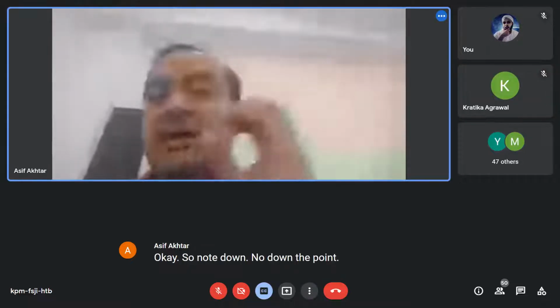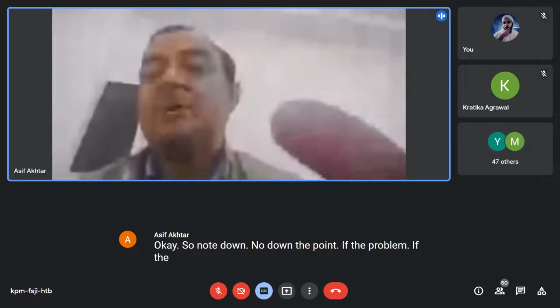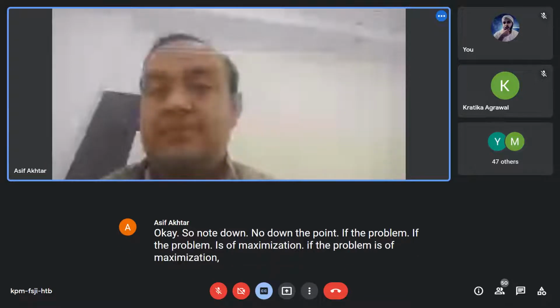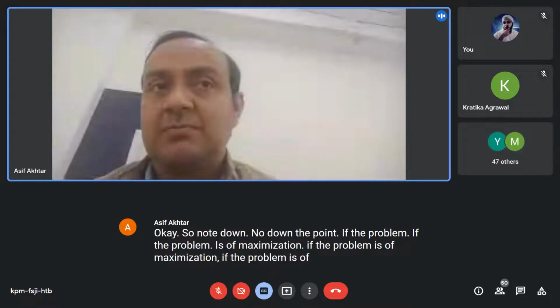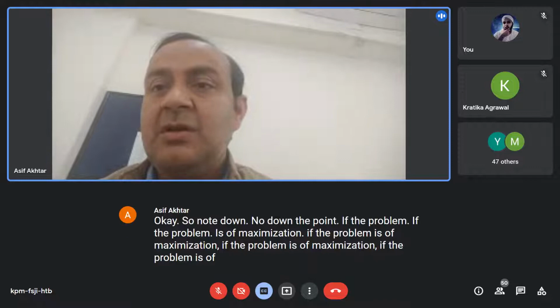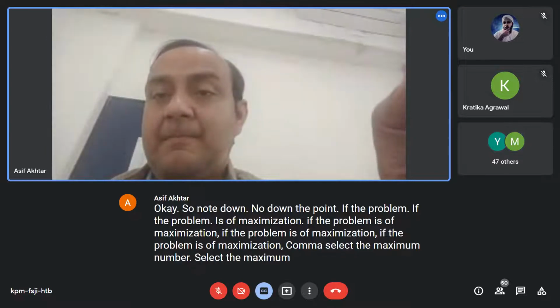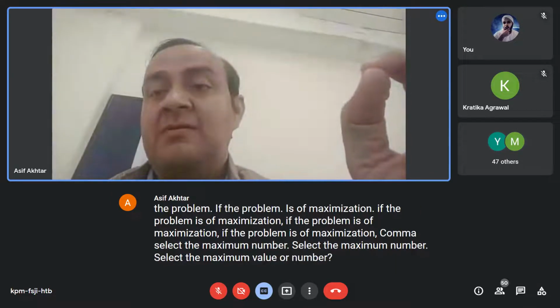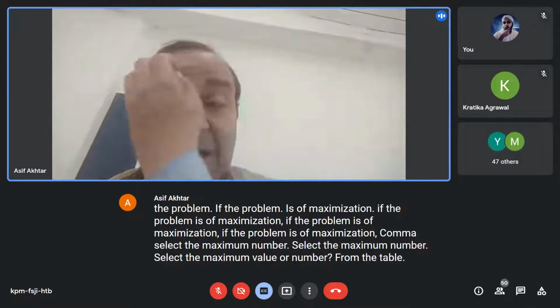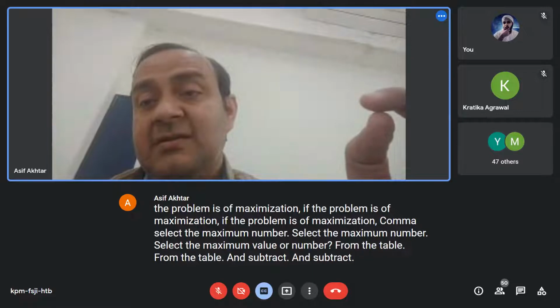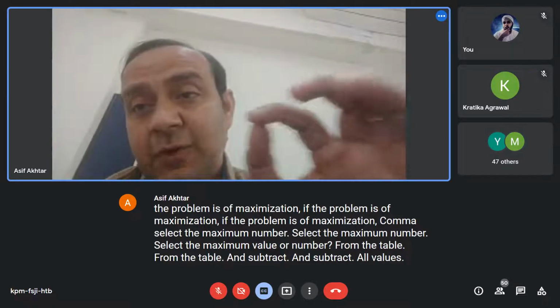So note down the point. If the problem is of maximization, select the maximum value or number from the table, and subtract all values from this number.